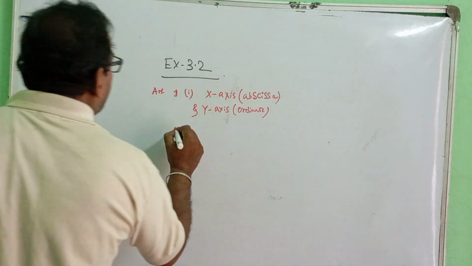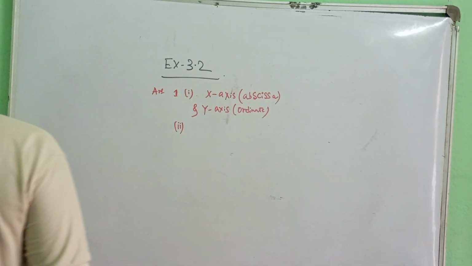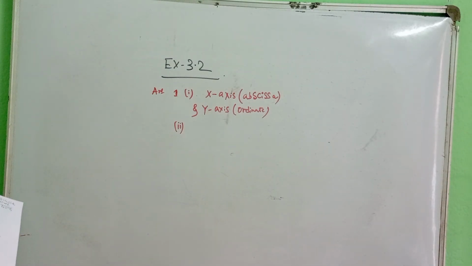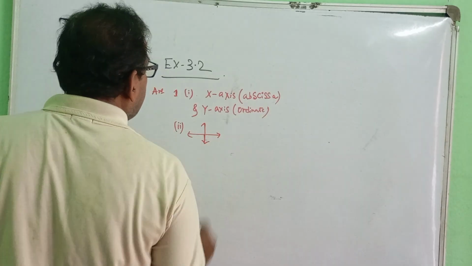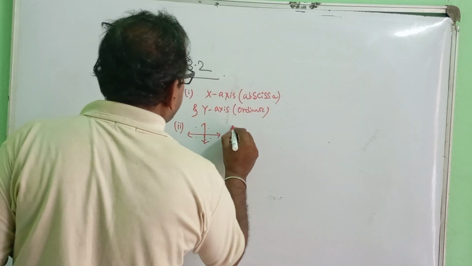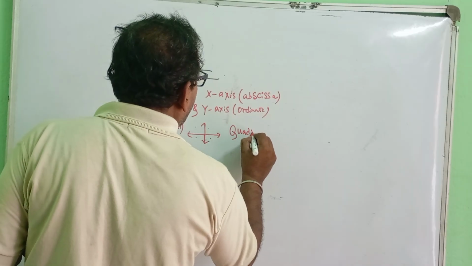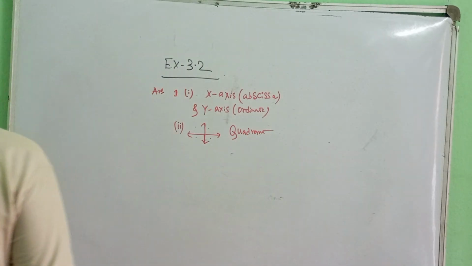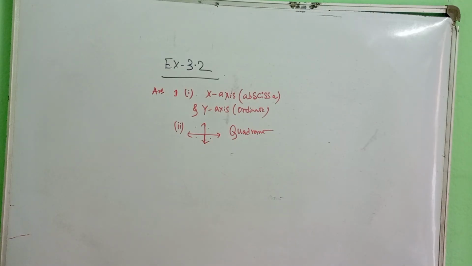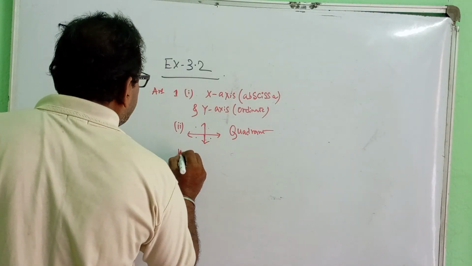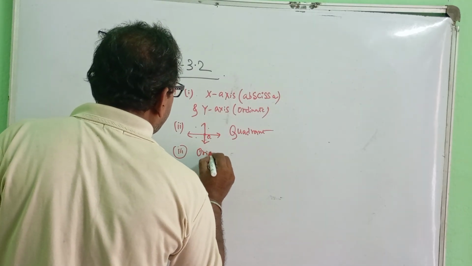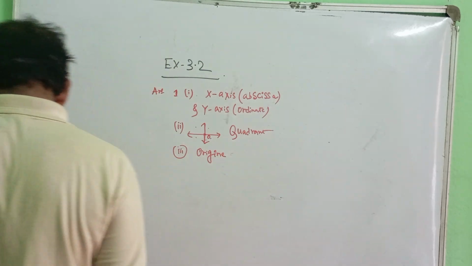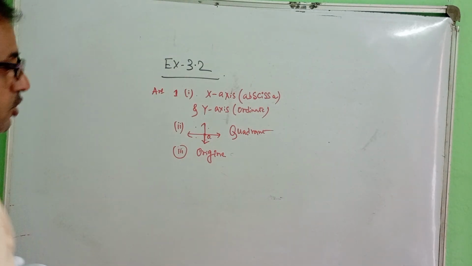Second question: name each part of the plane formed by the two lines. Each part is called a quadrant. Third question: name the point where the two lines intersect. This point is called the origin. Now question number 1 is solved.